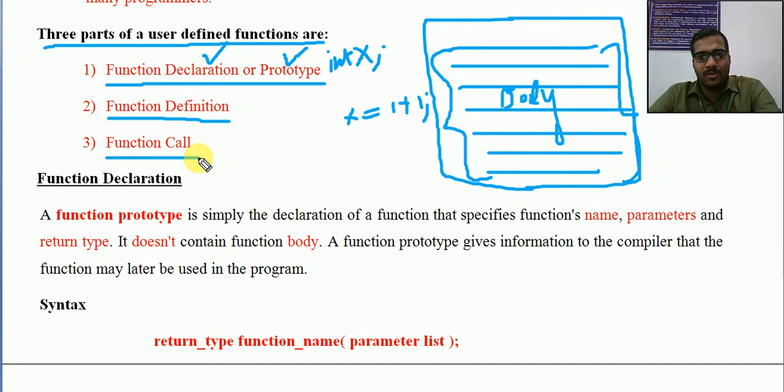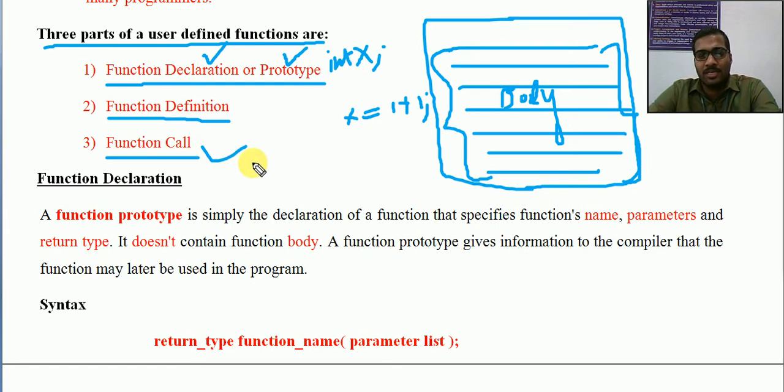If I want to use a function, if I want to perform something, I just make a call. If I want to utilize a fan, I will call it. How am I calling? By pressing the switch. That switch pressing is called a function call. We will see the syntax.